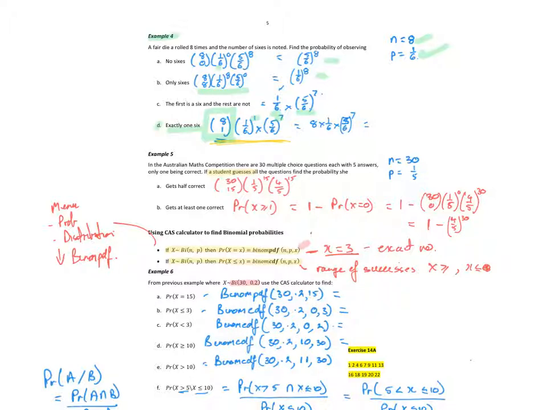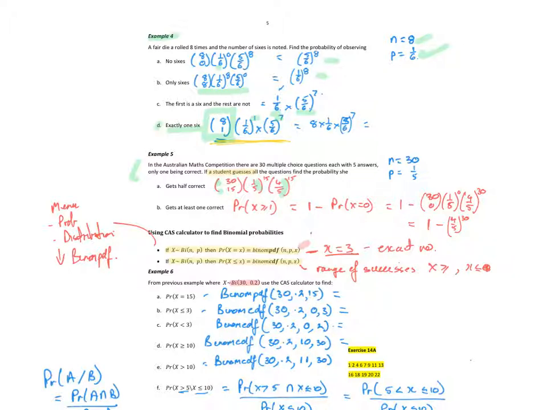Example 5, guessing correct answers on a multiple choice test. Sounds like something some of our students might have done. Again, very similar. Get half of them correct, but we have 30 trials. We want 15 correct. The probability of 1 correct is 1/5. The probability of getting it wrong is 4/5. So we just add the values where we need to be.